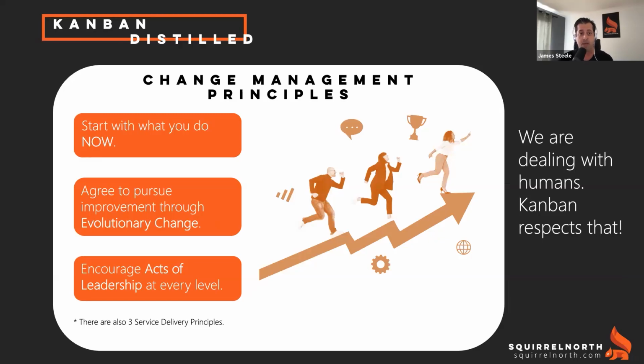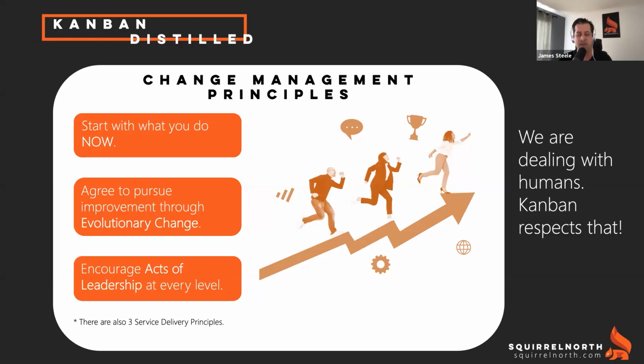Then there are the change management principles. There's 3 of them. These principles recognize that we're dealing with human beings. We're dealing with change. So we need to be sensitive to that fact. So the first change management principle is start with what you do now. There's going to be no grand revolutionary, we're going agile and everything is going to change overnight. No, we're just going to start with how we do things now. And then we're going to work on trying to improve things in a manner that is evolutionary.